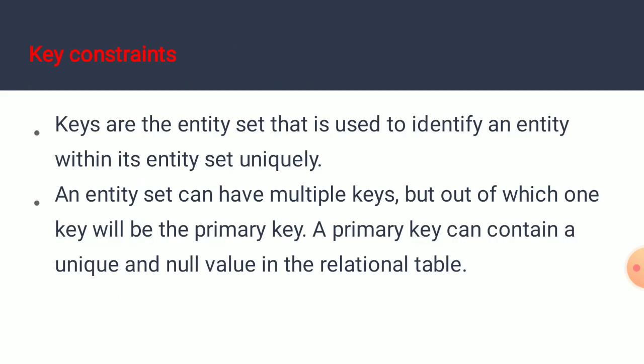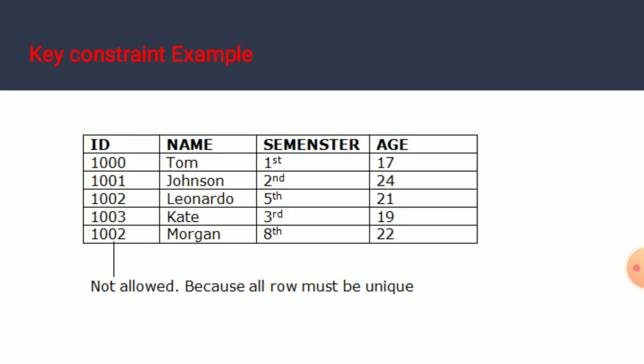Now another is key constraint. Keys are attributes of an entity set that are chosen to identify an entity within it. The entity set can have multiple keys, but out of them one key will be the primary key. The primary key is unique and not null. So if we apply the key constraint, then in this example 1002 is not allowed, because all rows must be unique due to the key constraint.